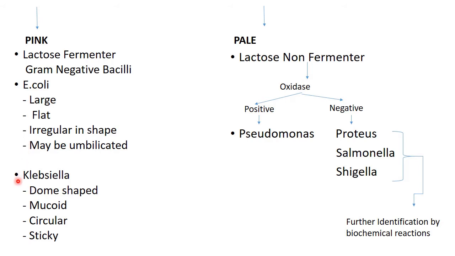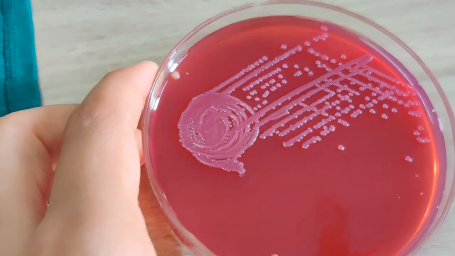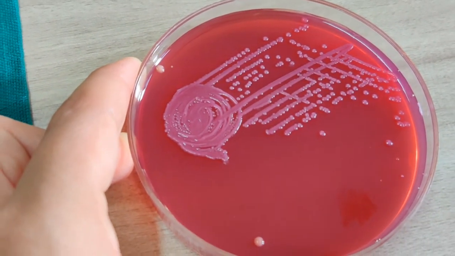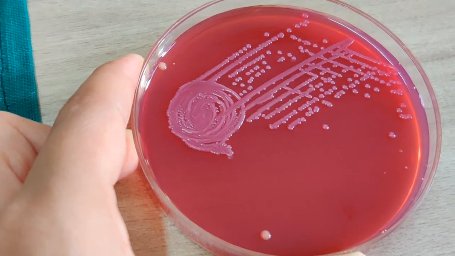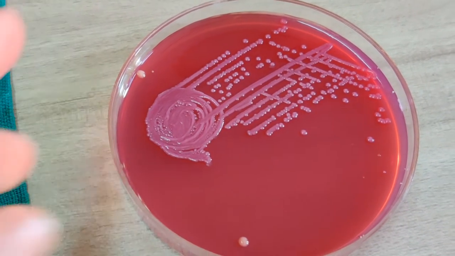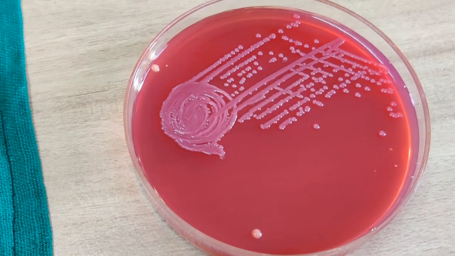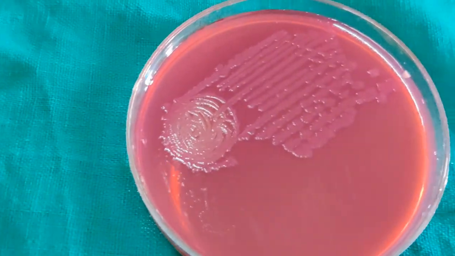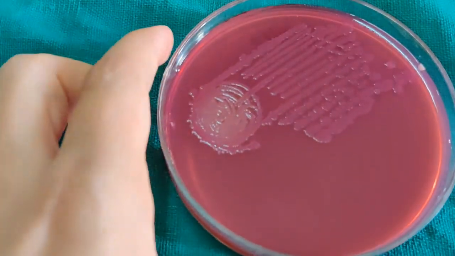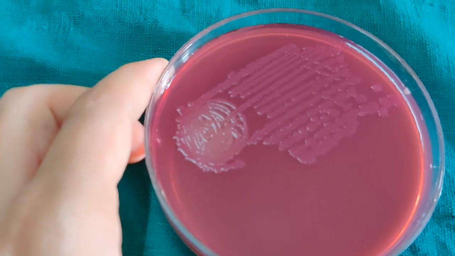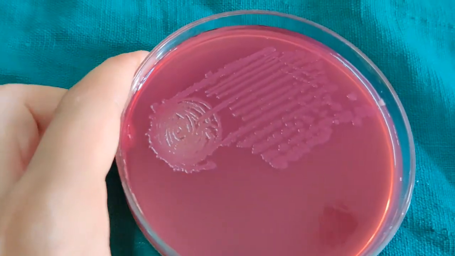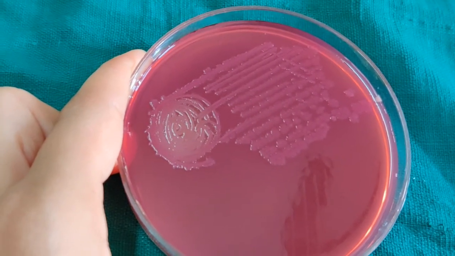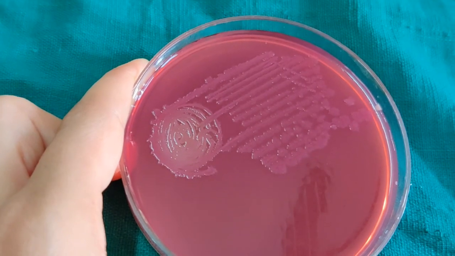While if the organism is Klebsiella, we shall now see the appearance of Klebsiella colonies. As we can see here, the colonies are pink, that is lactose fermenting, mucoid, circular and dome shaped. While here, which is E. coli, the colonies are again pink, that is lactose fermenting, flat, irregular in shape and spreading. Also, these colonies might be umbilicated.